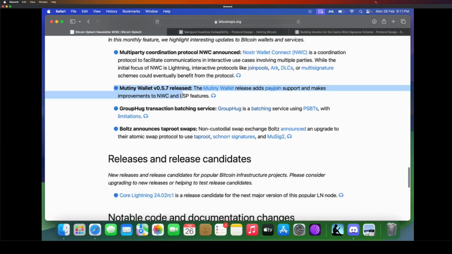Unity wallet version 0.5.7 release. The Unity wallet release adds payjoin support and makes improvements to NWC and LSP features. So the new release of Unity wallet has a payjoin feature. Hoping most people here know what a payjoin is.